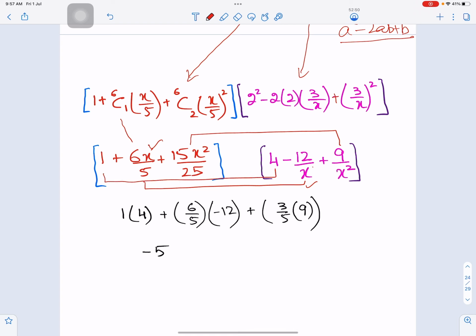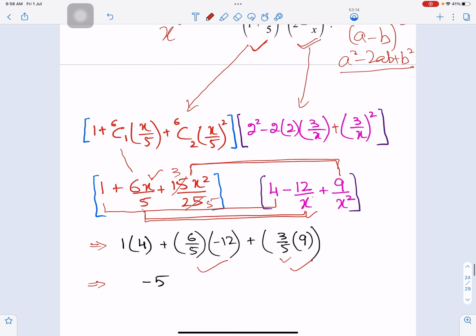1 times 4, because there is no x. So 1 times 4, and then this term I have told you, which is here, and then this term, which is here. I have simplified, basically 5 3s are 15, 5 5s are 25. This is how. And then you simply do the calculation and you get the value minus 5.